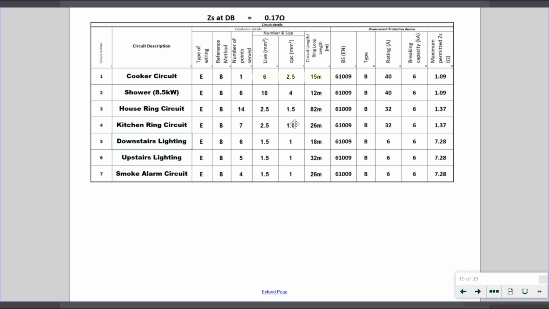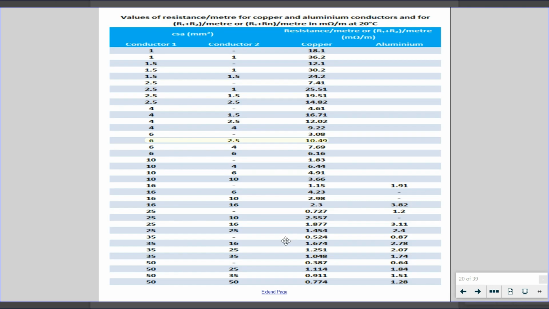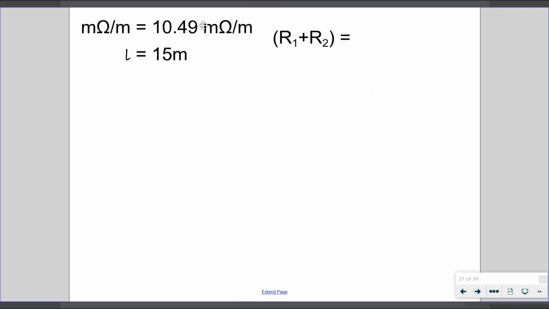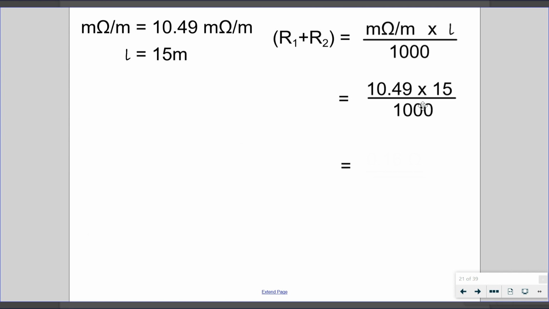Or option number 2, we can go in and look at that circuit schedule again. You see it's a 6 millimetre squared line conductor, 2.5 millimetre squared on the CPC, and we can carry out a calculation with the 6 millimetre squared and 2.5 millimetre squared conductors, milliohm per metre value of 10.49. Okay, so we use that 10.49, times it by the 15 metres, again divide it by 1,000. That gives us an expected R1 plus R2 value of that same 0.16 ohms.